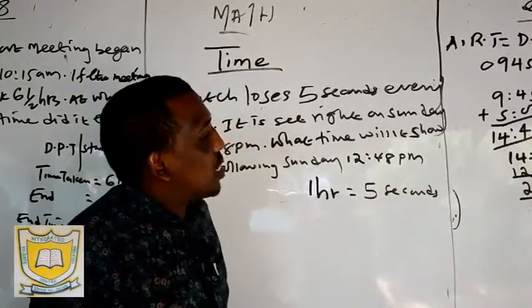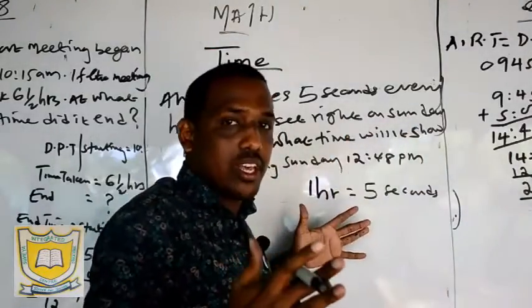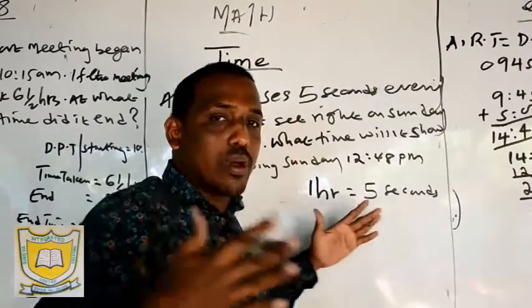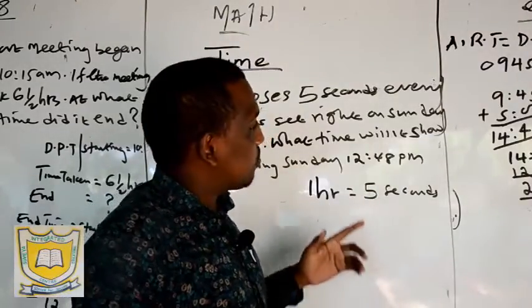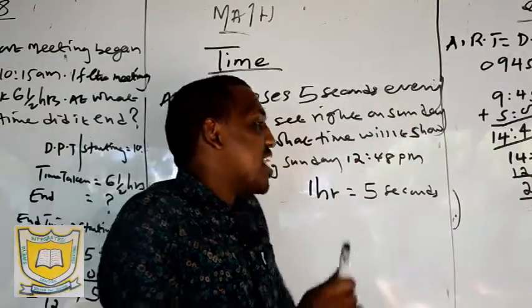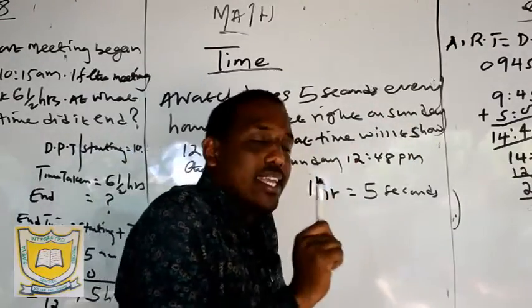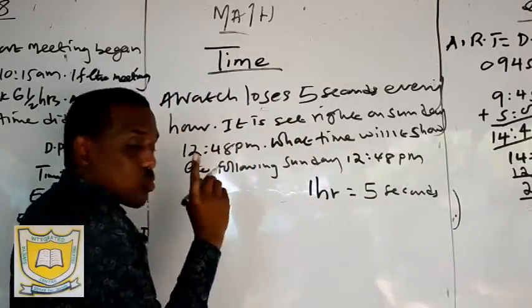So how many days now from Sunday to Sunday? We have 7 days. Sunday to Sunday, we have 7 days. Monday to Monday, we have 7 days. Friday to Friday, we have 7 days. So Sunday to Sunday, those are 7 days now. And a day has got 24 hours.